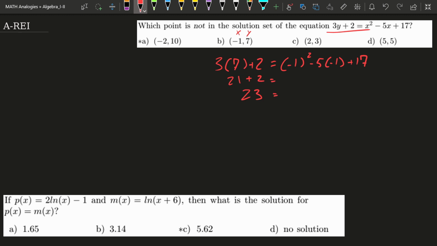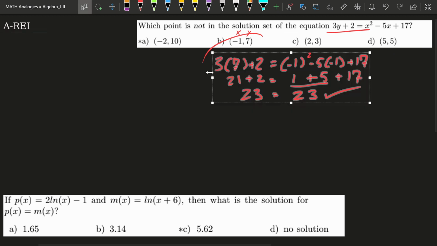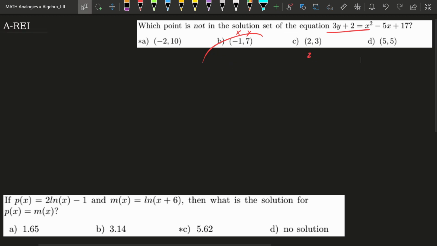Is that really the same as 1 plus 5 plus 17? Or, like 6 plus 17, 23? Yeah, that is true. So choice B is eliminated. Now, how about choice C? Does that work?